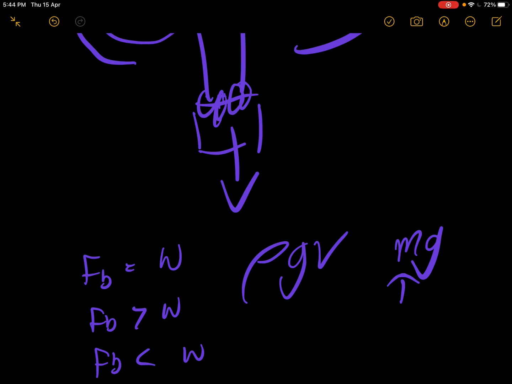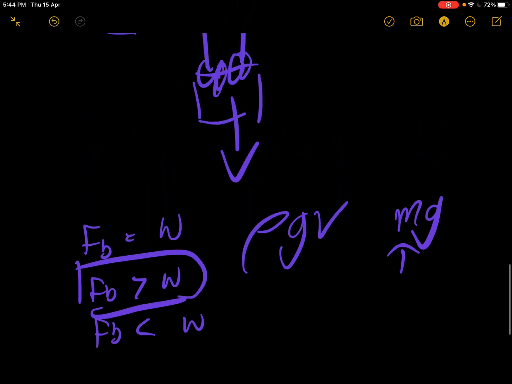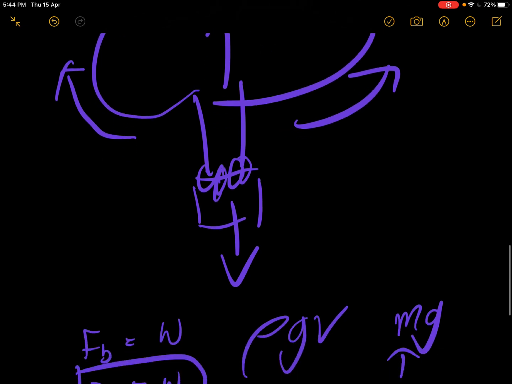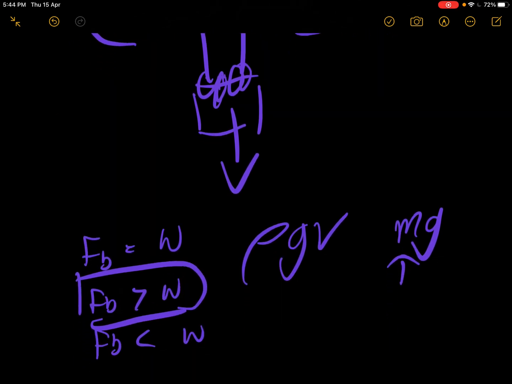That makes sure that the thing stays on the ground. And then if you want to lift the hot air balloon off the ground, you remove the sandbags, so the weight becomes lesser, to the point where the buoyant force is bigger than the weight of the balloon. So it will go up.